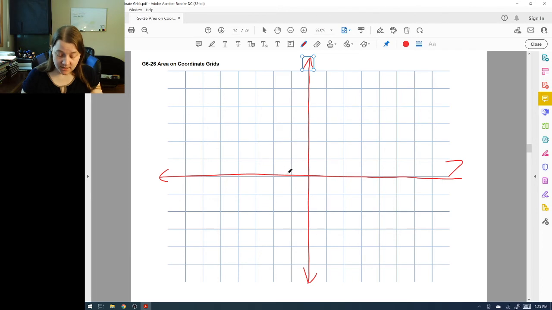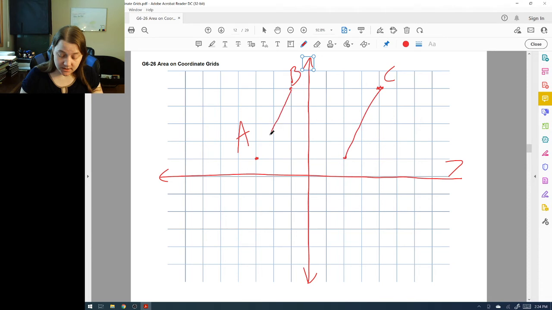Point A was -3, 1. Point B was -1, 5. Point C was run 4, jump 5. You might be able to start seeing some of your same sides here. And point D was 2, 1.